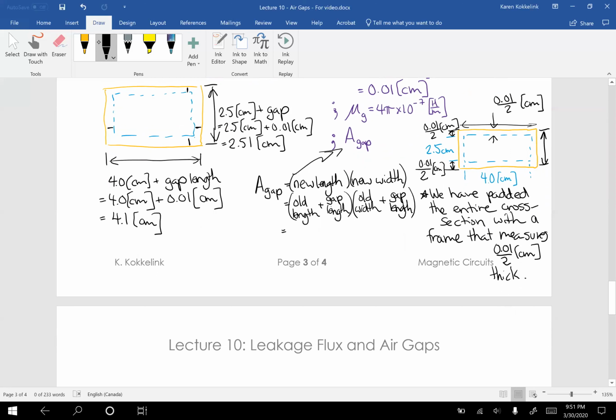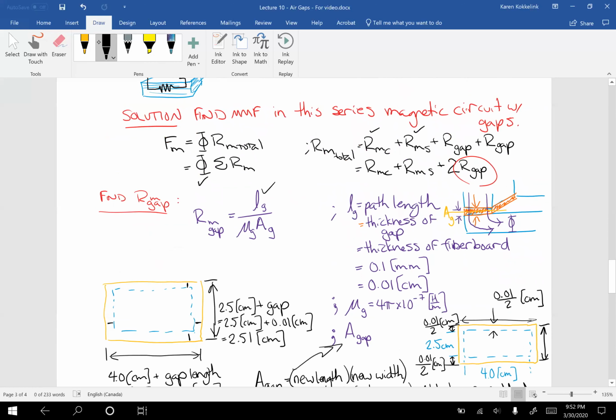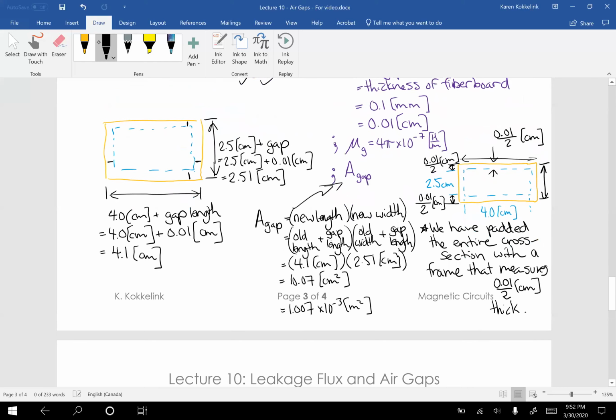So let's write that in. That would be 4.1 centimeters by 2.51 centimeters. The area of the gap should be larger than that of the ferromagnetic material. That equals 10.07 centimeters squared. Don't forget to square the centimeters. If you would prefer that in meters, that's 1.007 times 10 to the negative 3 meters squared. Now we have length, we have permeability, we have area. Let's substitute it.